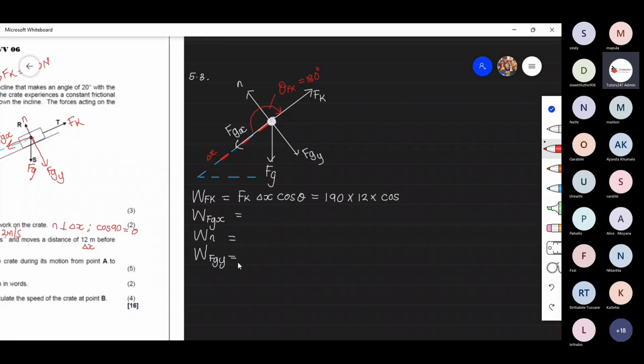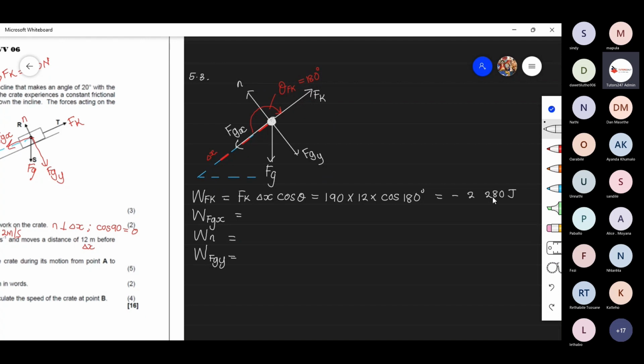So our value of theta is 180 degrees, and if we put that onto our calculator, 190 times 12 times cos of 180, that is going to give us negative 2,280 joules. Now, let us have a look at the work done by FGX.